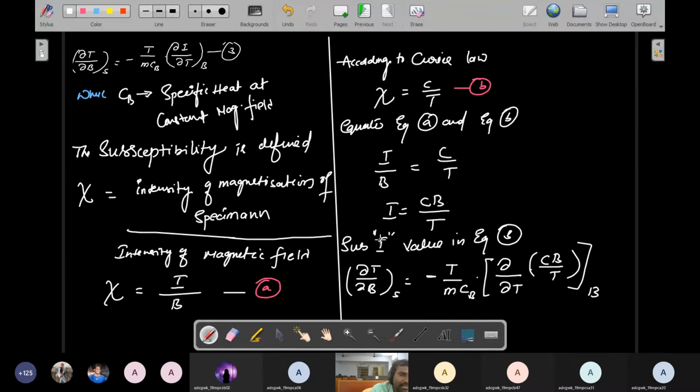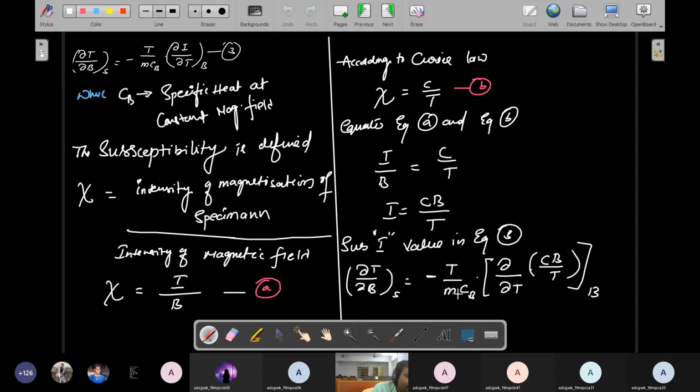So once again I write this equation here. ∂T/∂B, for this purpose I divided this screen into parts. Here once again I write the same term. I'll write the same term again. ∂T/∂B at constant entropy is equal to minus T divided by m C_B. This is suffix B, understand?